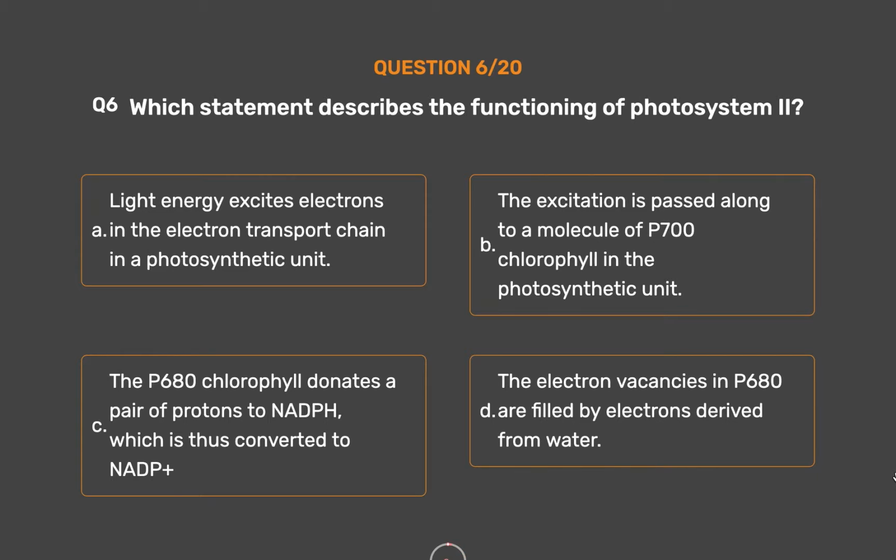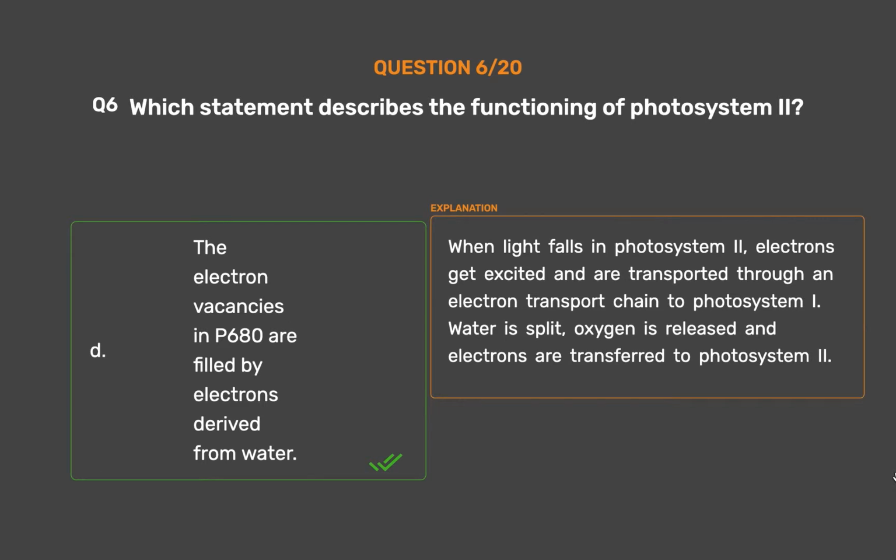The correct answer is option D. The electron vacancies in P680 are filled by electrons derived from water. When light falls in photosystem 2, electrons get excited and are transported through an electron transport chain to photosystem I. Water is split, oxygen is released and electrons are transferred to photosystem 2.